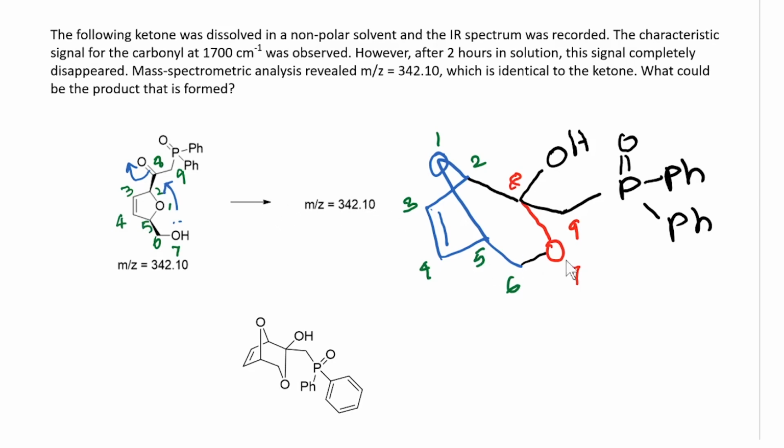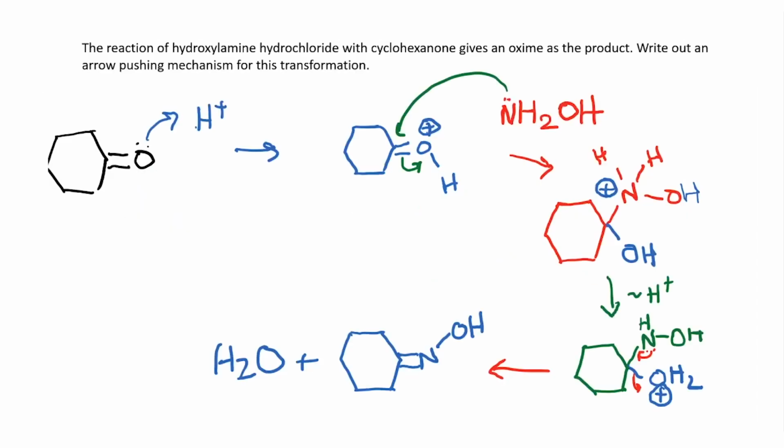So notice that under these conditions the hemiacetal does not give you back the starting material, because then you would see that the peak at 1700 would be restored. Okay, now let's move on to the next question.